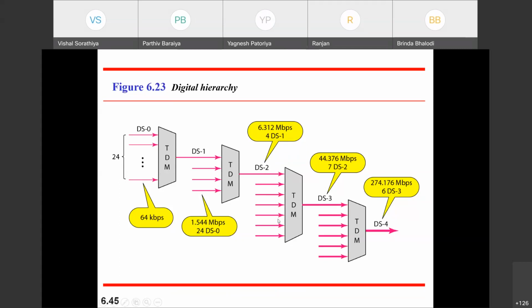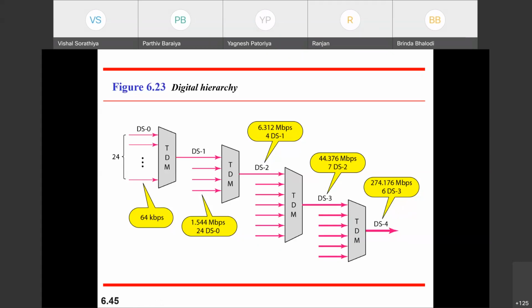Such 4 channels you have, then there are 7 channels you have, and overall there is a main hub. It is only looking at the DS3, and there are 7 such DS3, each having a speed of 44.376 mbps, and overall it will be a 274 mbps hierarchy. So whatever the central system is, it will have only those 7 channels of DS2. It does not worry about anything else; it just watches that the channels are running well and the multiplexing and demultiplexing of all data is happening. The rest of the multiplexers will do their own task according to their geographical location.